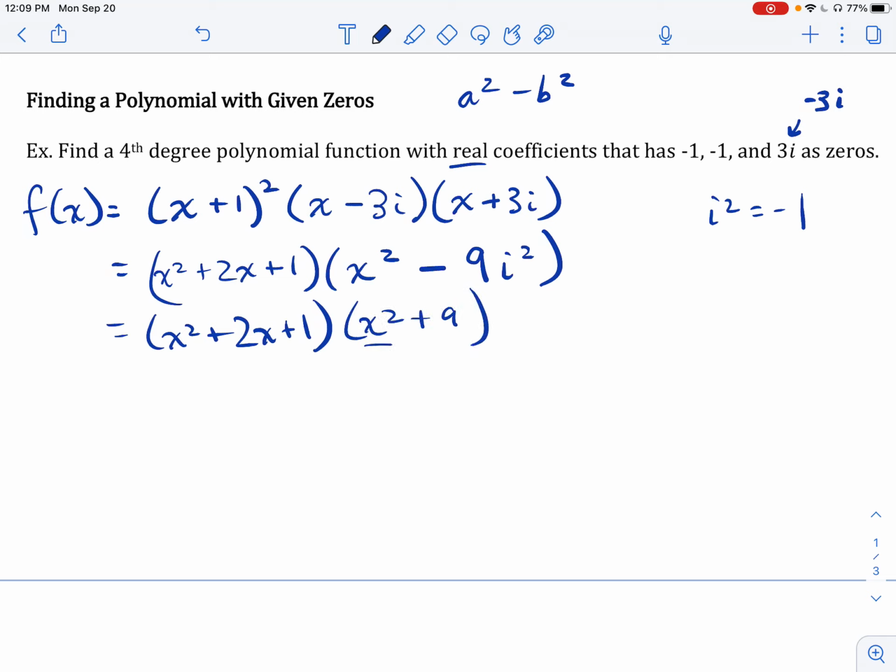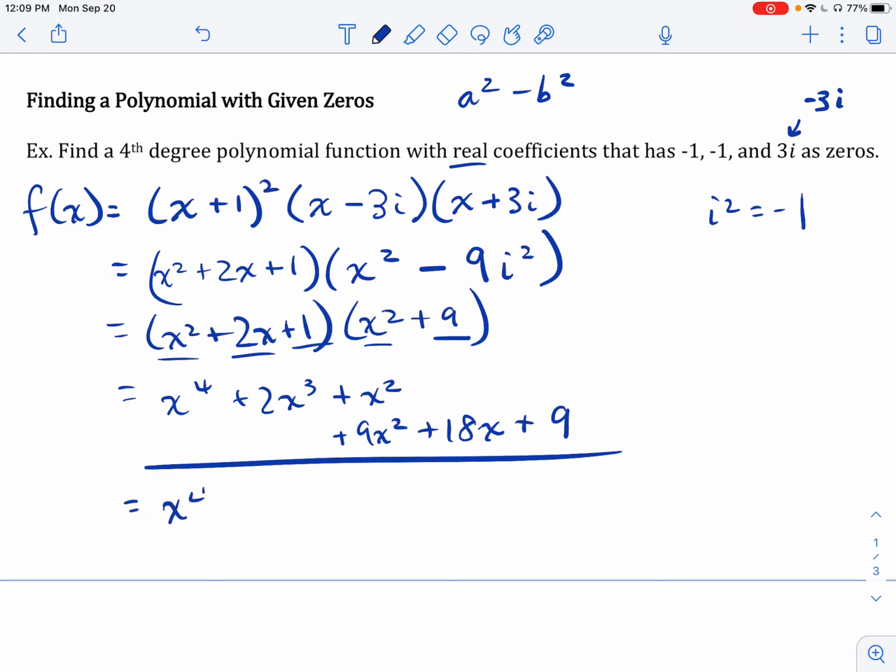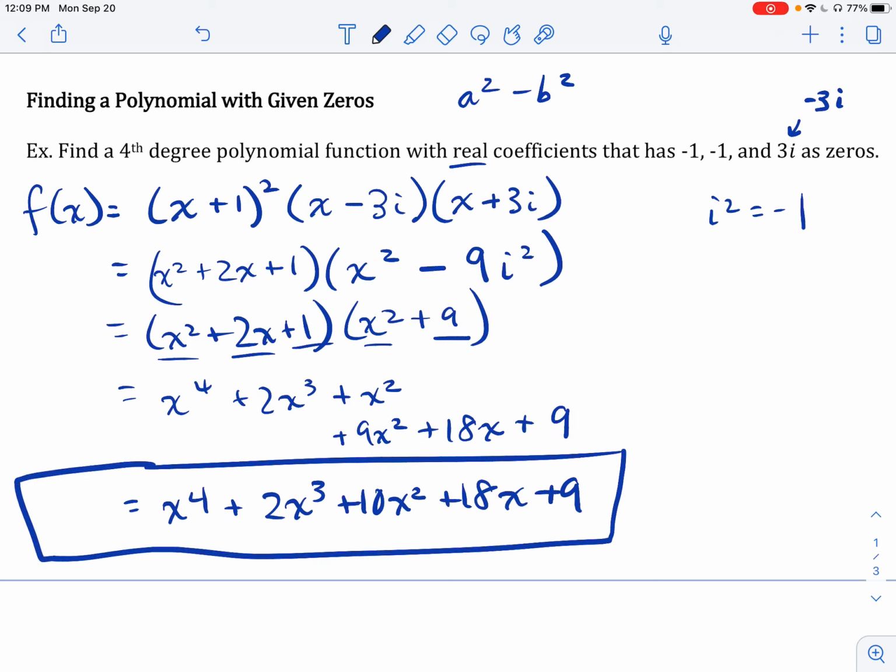So now let's just go ahead and distribute this out. This is going to be x to the 4th plus 2x cubed plus x squared. Now I'm going to multiply this 9 times each of those terms, so plus 9x squared plus 18x plus 9. If I add all this up, and there is my function in general form.